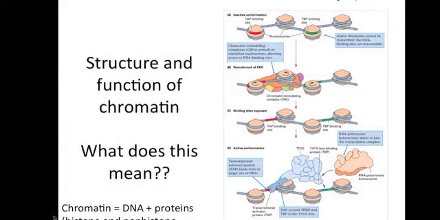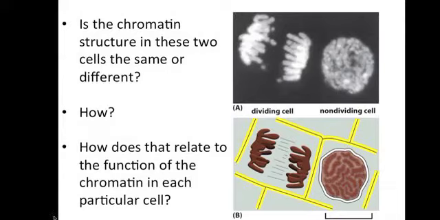Okay, so is the chromatin structure the same or different in these two cells? Different, right? You say different. Here, would you say it's tightly packed or loosely packed? Tightly packed. Because what is this? What are we seeing here? So you've got chromosomes being pulled apart. What phase of the cell cycle is this cell in? Interphase.